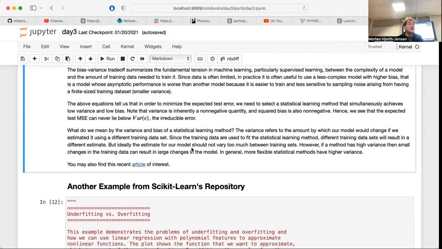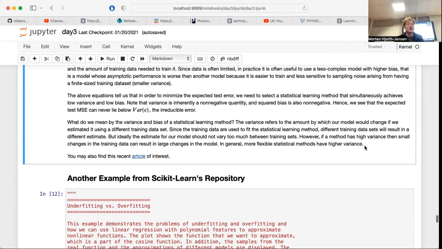But ideally, the estimate for a model should not vary too much between training sets. However, if the method has a high variance, then small changes in the training data can result in large changes in the model, as you saw. So when I switched from 40 to 1,000 data points, there was a big change in the variance of the model. So these are the things which you have to play around with, and you don't know a priori what kind of behavior you can see and when you will start to overfit.